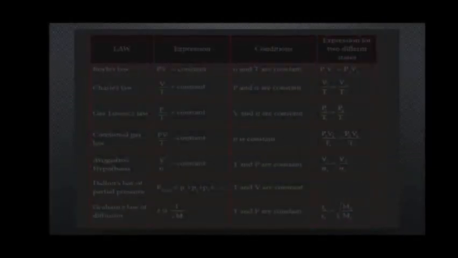Hello students, today we are going to discuss the MCQs from the gaseous state. Before going to the questions, let's recall the various gas laws we have already learned. The first one is Boyle's law. What's Boyle's law? Under constant temperature, the pressure is inversely proportional to its volume, or PV is equal to constant.